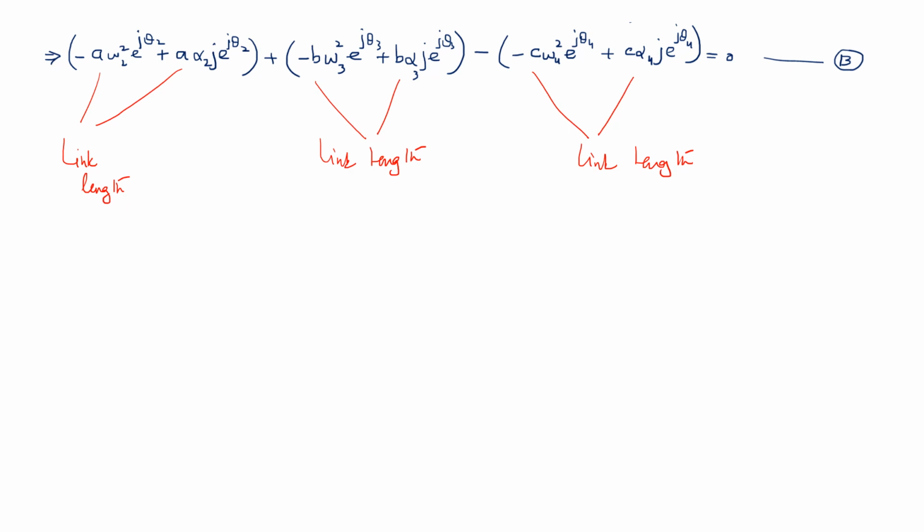Omega 2, if I see that appearing over here, has been computed already in velocity analysis. Similarly, omega 3 is known already there, and this is also available.